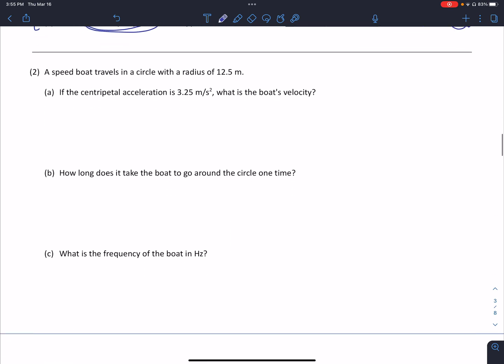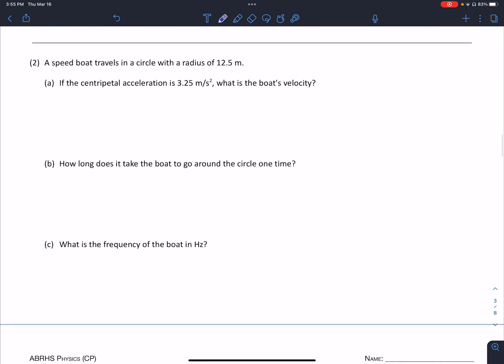Let's look down at problem number 2. We have a speedboat that travels in a circle with a radius of 12.5 meters. If the centripetal acceleration is 3.25 meters per second squared, what is the boat's velocity? So we have a radius value of 12.5 meters, a centripetal acceleration of 3.25 meters per second squared, and this question wants to know the velocity.